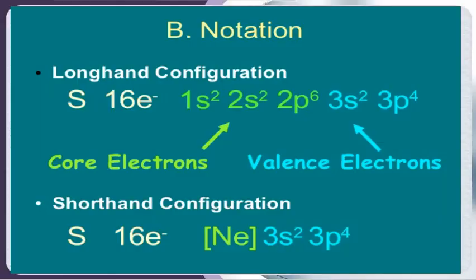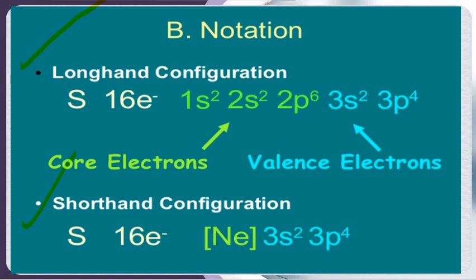Now, by applying all the previous rules, including the Aufbau principle, Hund's rule, and the Pauli exclusion principle, we are able to write the electronic configuration of atoms. The different notations which are used for this purpose are shown here. A longhand configuration can be given, or a shorthand configuration can be given. What about the longhand or the shorthand configuration?